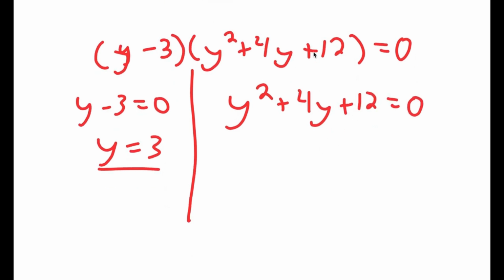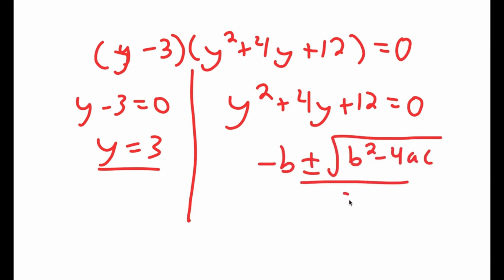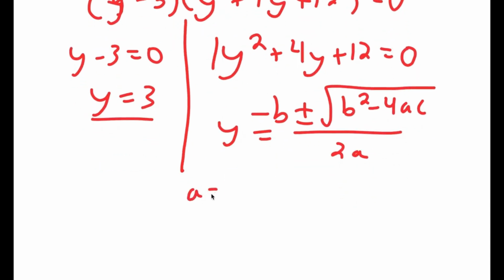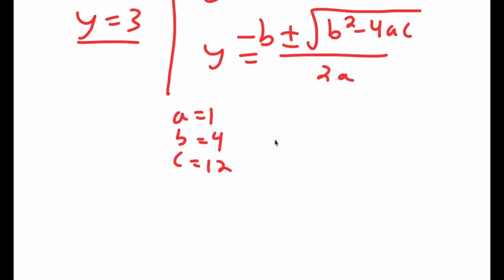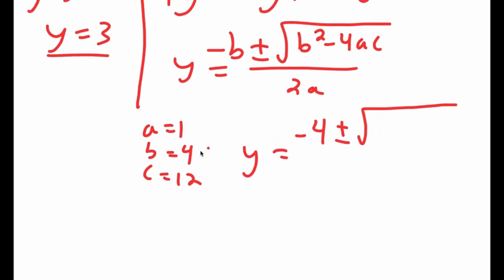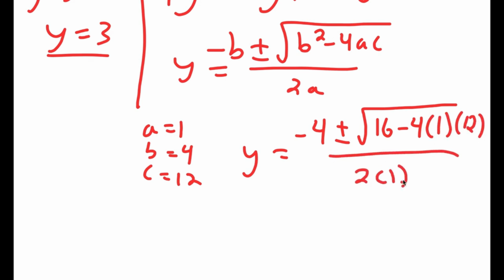And to solve this, we have to use the quadratic formula, which is negative b plus or minus the square root of b squared minus 4ac, all over 2a. So in this case, a is 1, b is 4, and c is 12. So I get y is equal to negative 4 plus or minus the square root of b squared minus 4ac. b squared is 4 squared, which is 16, minus 4 times a, which is 1, times c, which is 12, all over 2a, so 2 times 1.